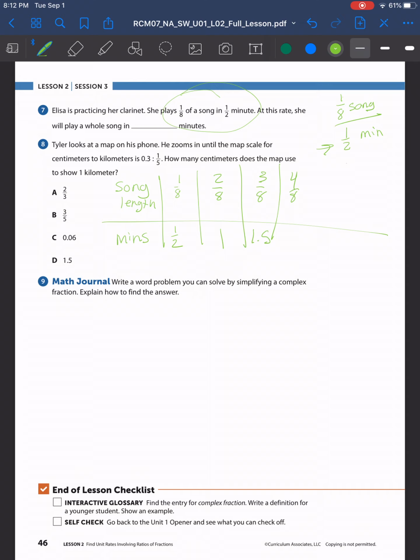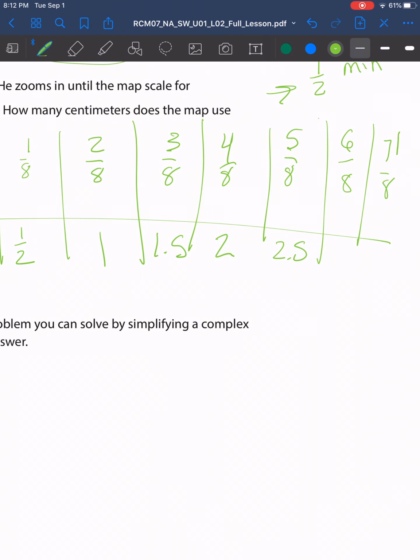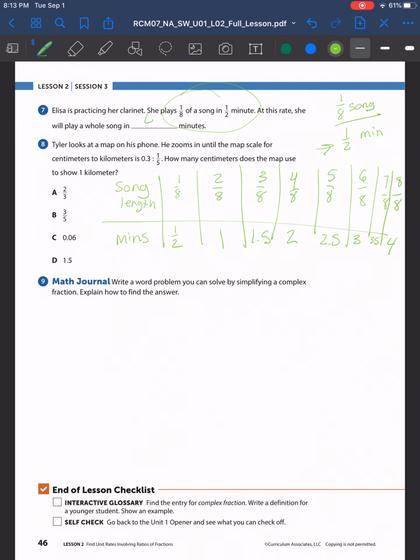4/8 of a song would take 2 minutes. 5/8 of a song would take 2.5. And then 6/8, 7/8. Ooh, am I running out of paper? Oh no, make little lines. Okay, so this would be 3, 3.5, and 4. So technically, I could have done that. I could have made this little chart, and I could have just kept adding.